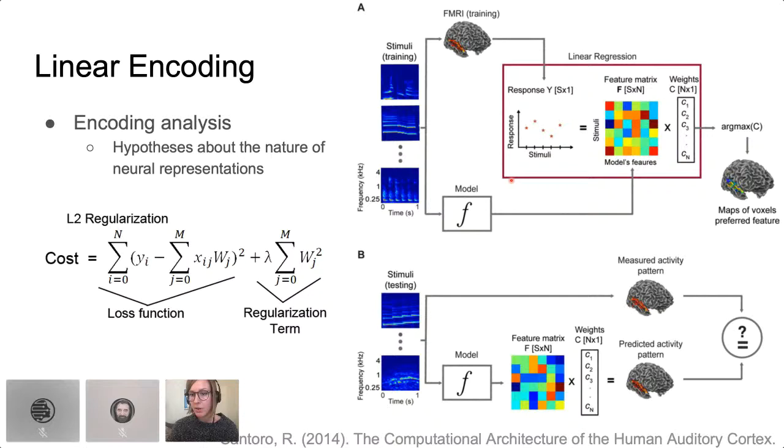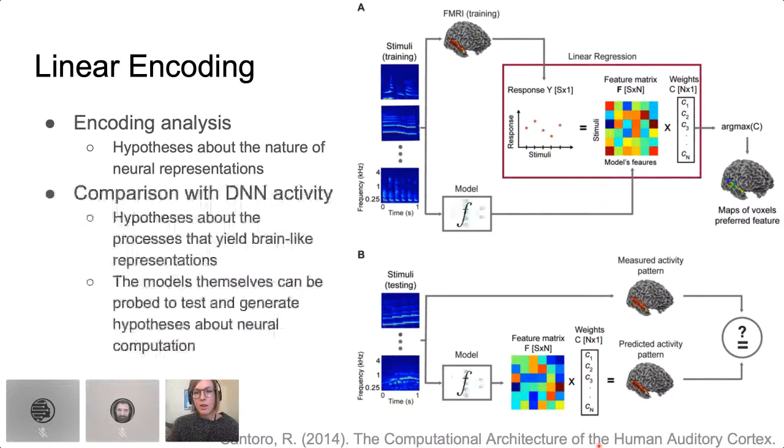The top panel here depicts the training phase, where the parameters of our linear regression model are fit. And then the bottom panel shows the testing phase, where the trained model, our learned weights here, are going to be used to predict brain responses to a set of held out stimuli. And then the performance of the model is quantified by comparing the true brain activity to the predicted brain activity.